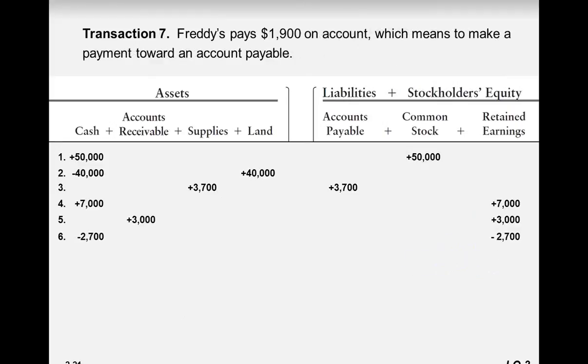Freddy pays $1,900 on account, which means to make a payment toward the accounts payable. So we currently owe $3,700 in accounts payable, and we're going to pay off $1,900 of that. So we have $1,900 less cash, and we now owe $1,900 less.